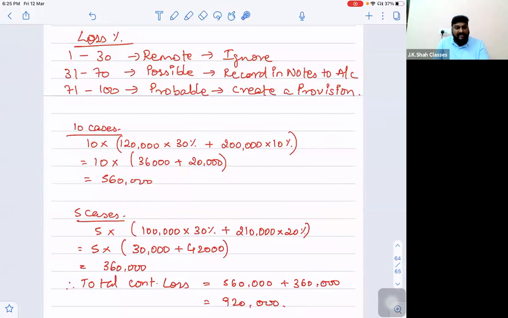Because if I don't multiply them, what will happen? 1,20,000 plus 2 lakh will become 3,20,000 into 10 cases, which means I have to show contingent loss of 32 lakh rupees. That will be a very big amount of contingent loss to show. Yeah, overestimation basically. So that is why we are considering the chances of loss of 2 lakh is only 10%.